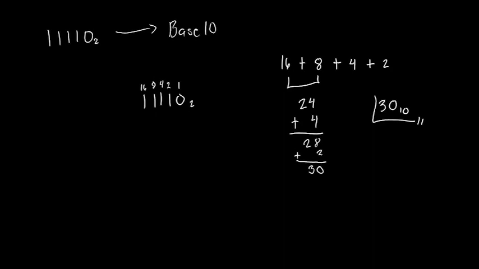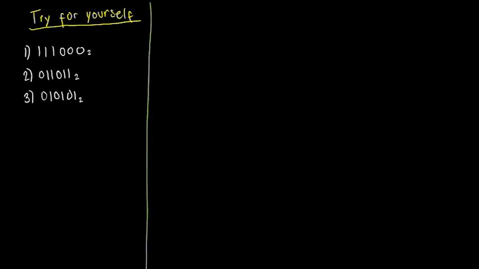And that's it. That's how you convert binary to base 10. It's very simple, and it shouldn't take you long to master this. So now that we have learned about conversion of binary to decimal, I want you to try these 3 examples yourself. You can pause the video to try it now, and then we'll solve it together.